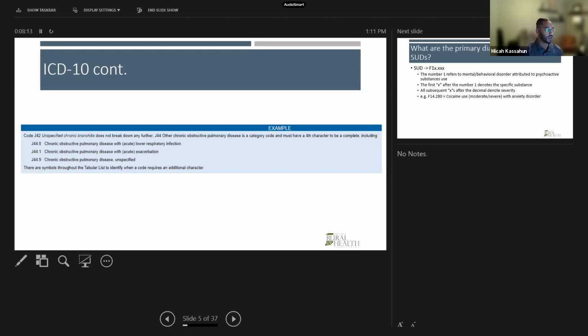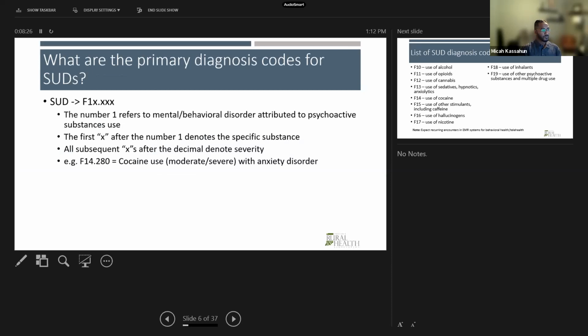So hopefully that's a helpful understanding of how ICD-10 codes look and how they function and what the overall purpose is. Again, it's just for identification of whatever it is that the individual or the patient is going through at that point in time.